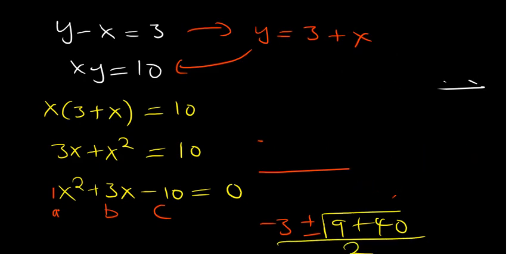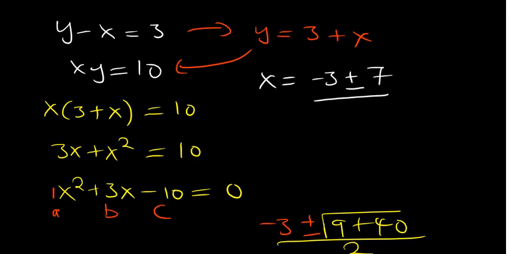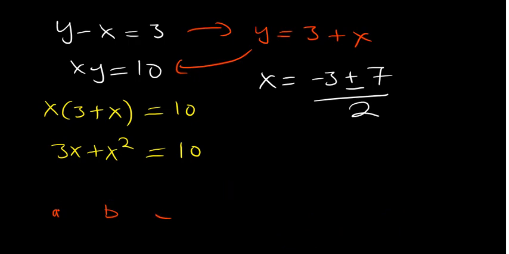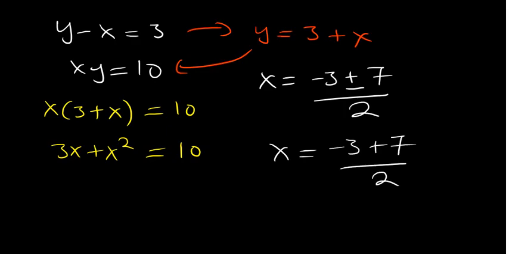So we're going to have two possible values of x. So negative 3 plus or minus 9 plus 40 is 49. Root of 49 is a 7 over 2. So the first possible value of x is negative 3. I'll get the positive. So negative 3 plus 7 is what? That's going to give us a 4. Positive 4 over 2, which gives us 2.